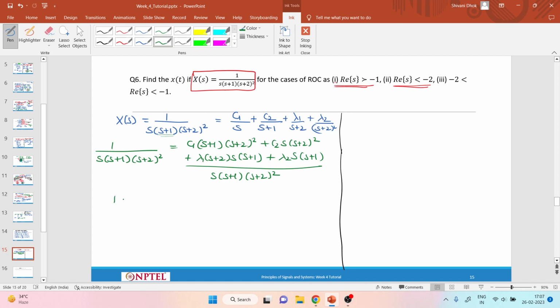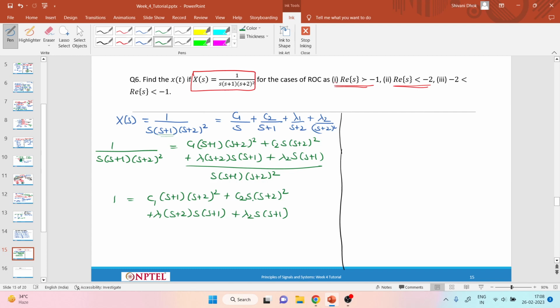So this I can simply write as 1 equal to c1 into s plus 1 into s plus 2 square plus c2 into s into s plus 2 square plus lambda 1 into s plus 2 into s plus 1 plus lambda 2 into s plus 1. Now I need to find the values of c1, c2, lambda 1 and lambda 2.